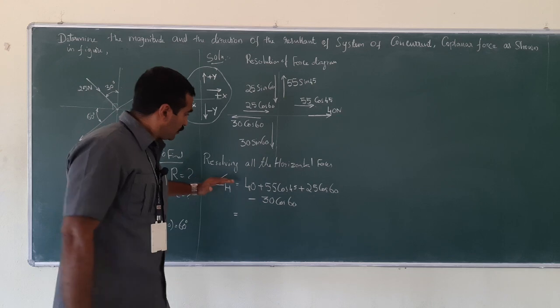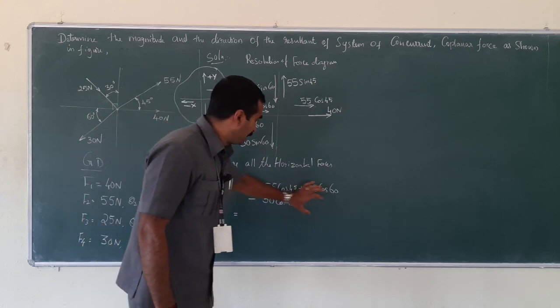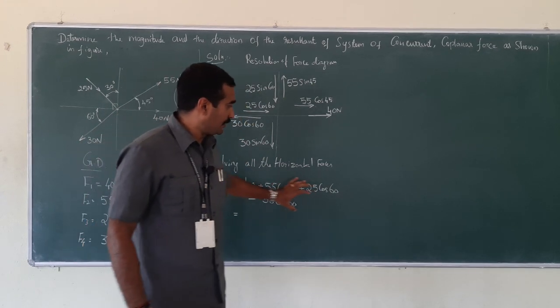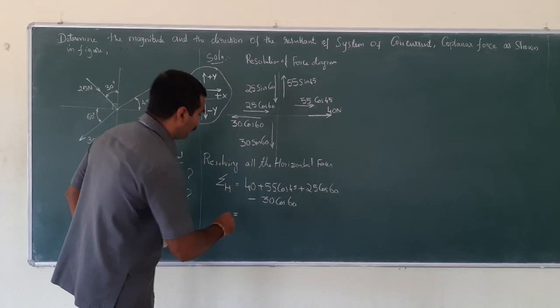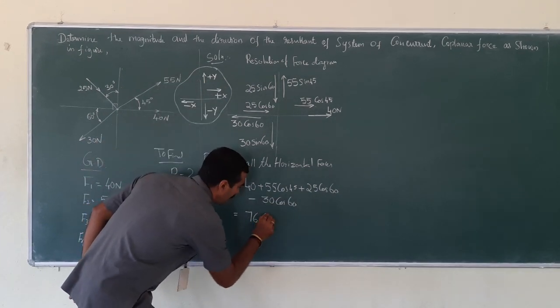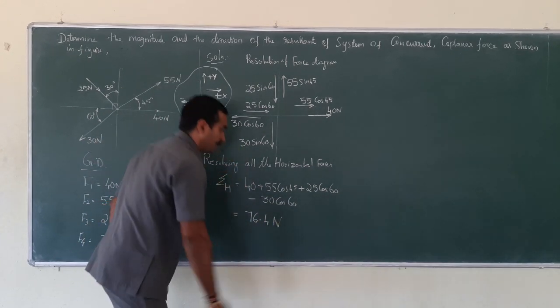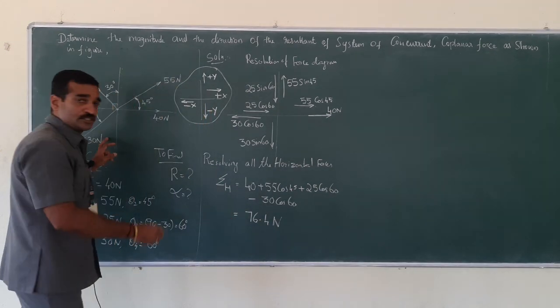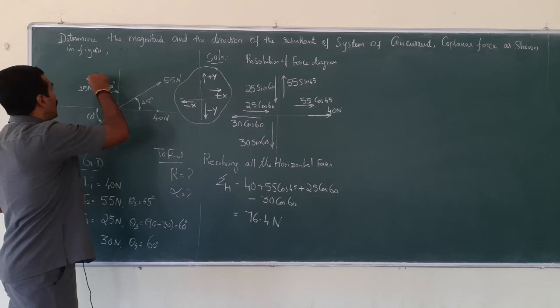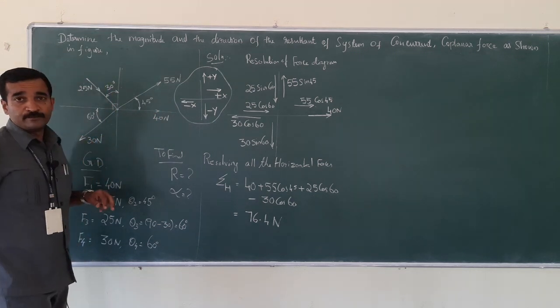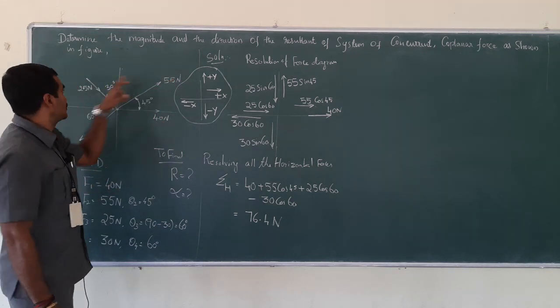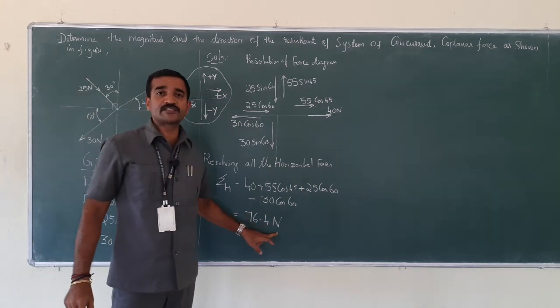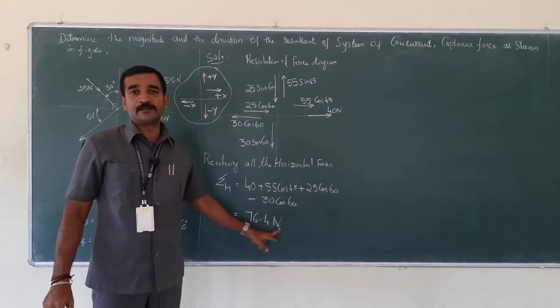So while using the calculator, you just input all this information, you will get the value in terms of 76.4 Newton. How come you got the Newton? Look at here the force. The unit of force here is mentioned as Newton. Therefore, the sum of horizontal forces is in Newton.